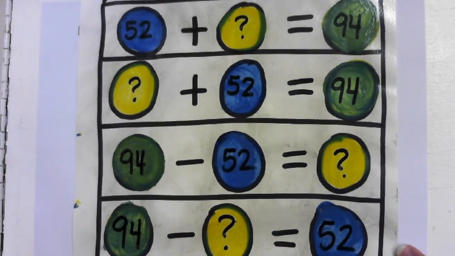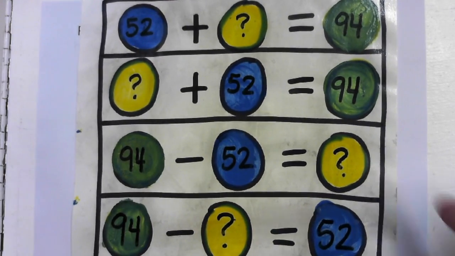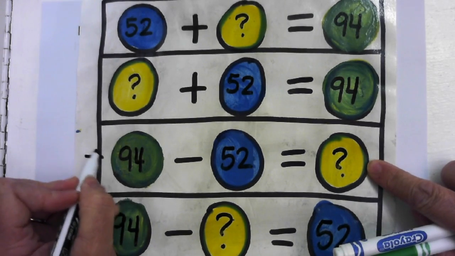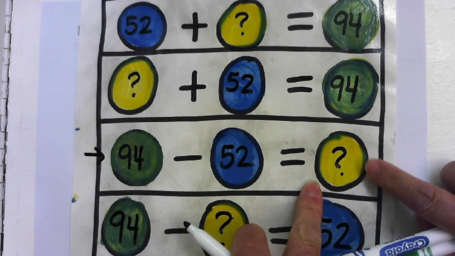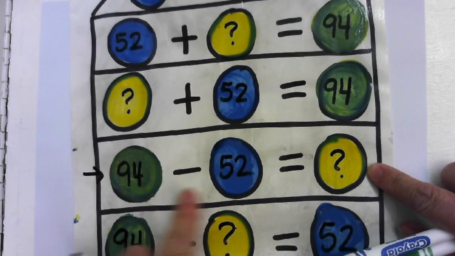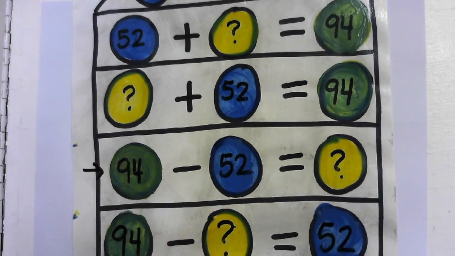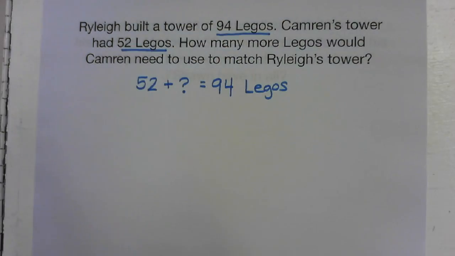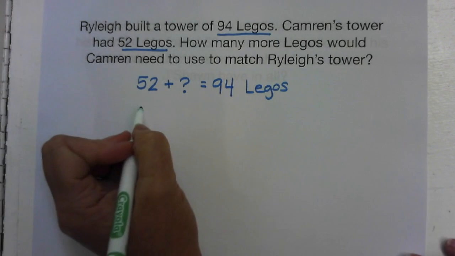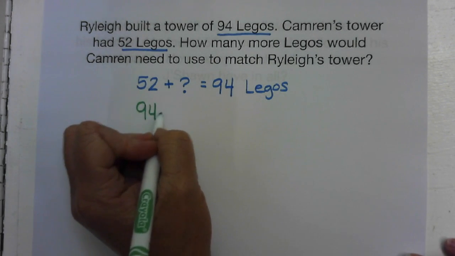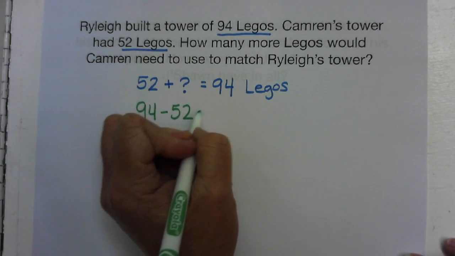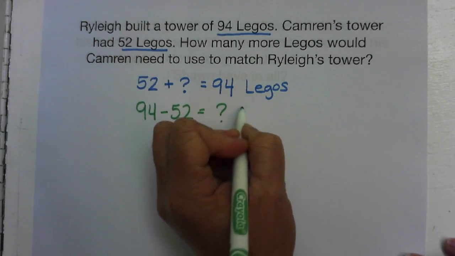All right, so here are our 4 equations. This equation right here puts the unknown number by itself. So this is going to be our equation that we like to use. You'll see that it's a subtraction equation: 94 minus 52 equals question mark.